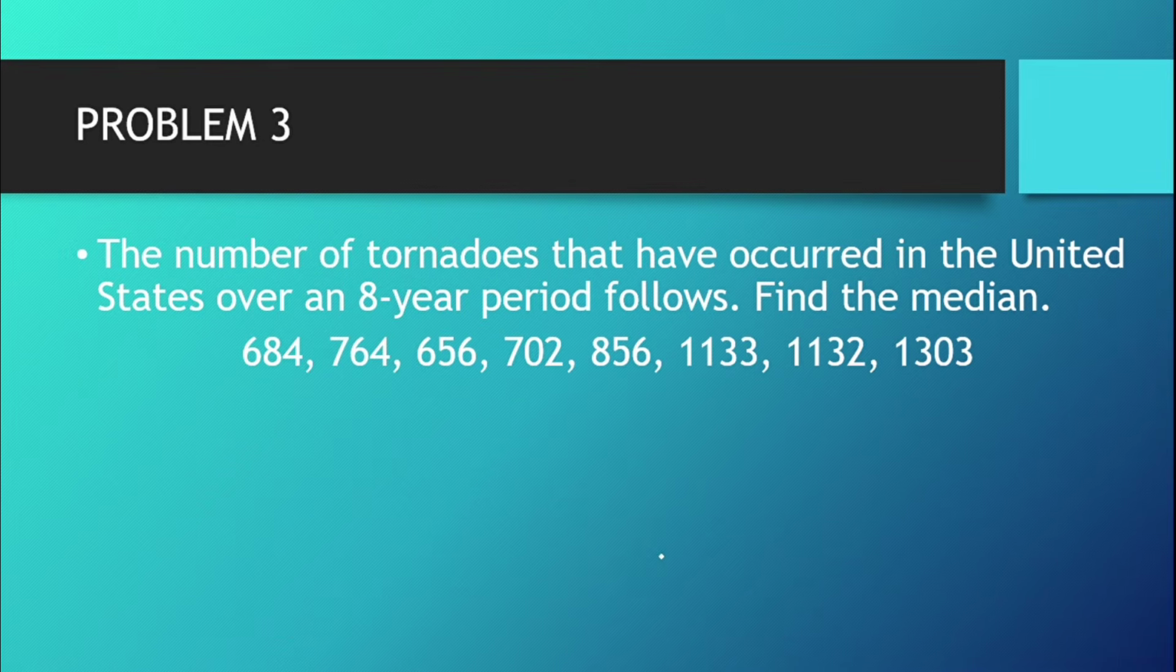Problem number 3, the number of tornadoes that have occurred in the United States over an 8-year period follows. Find the median. So first step is we're going to write the data in ascending or descending order. So let's have ascending order.